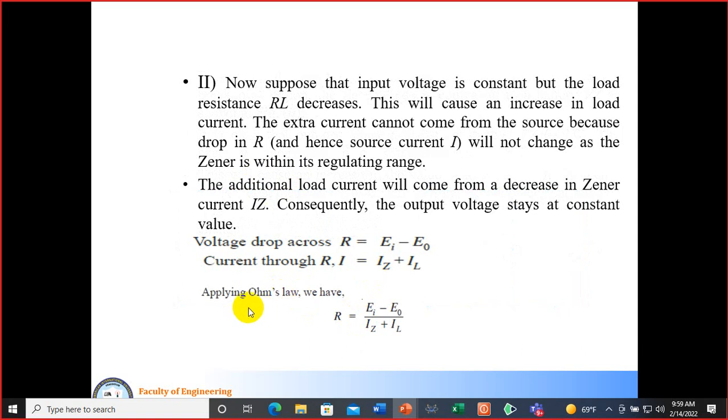Applying Ohm's law, we have R equal to EI minus E0 divided by I. This is Ohm's law, R equal to V by I. So this is the voltage drop across the resistance, and this is the total current. So this is the value of R.